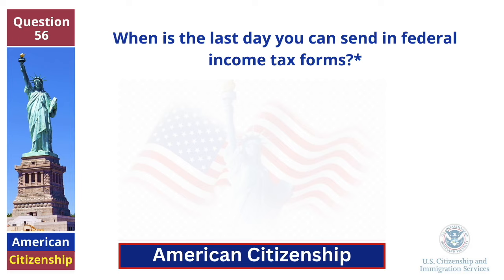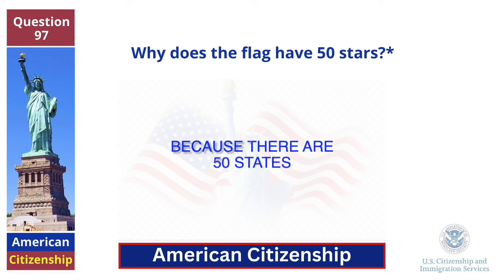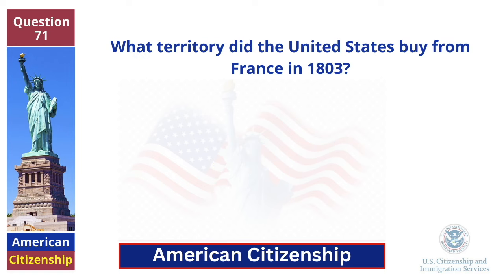When is the last day you can send in federal income tax forms? April 15. Why does the flag have 50 stars? Because there are 50 states. What territory did the United States buy from France in 1803? The Louisiana Territory.